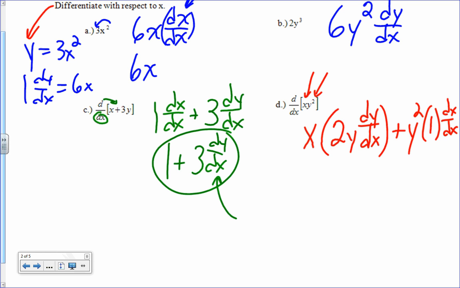Pretty soon a lot of you are going to stop writing that, and that's fine. But the reason I'm writing it now is so that you really know why we're writing that one in, because otherwise it doesn't seem that important. So to clean this up, we really have 2xy dy dx plus y squared, right? Everything else over here is just times 1 times 1.